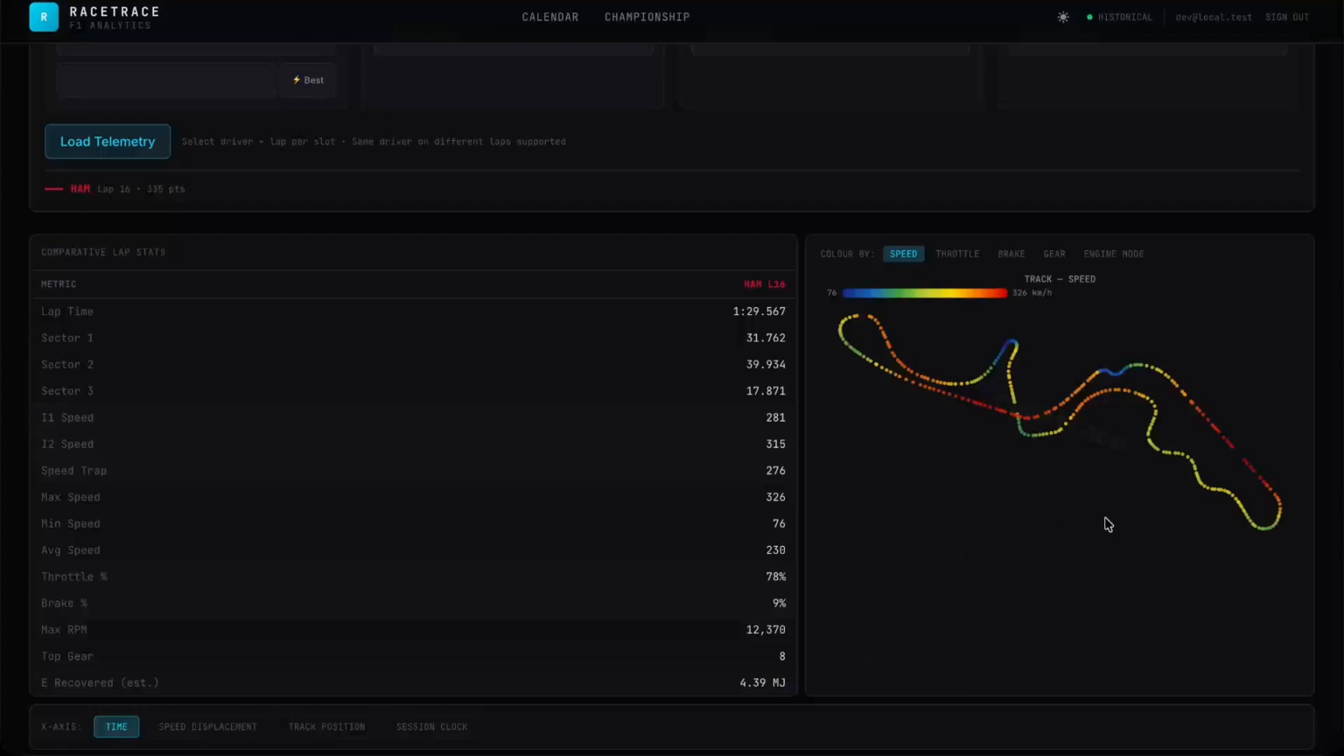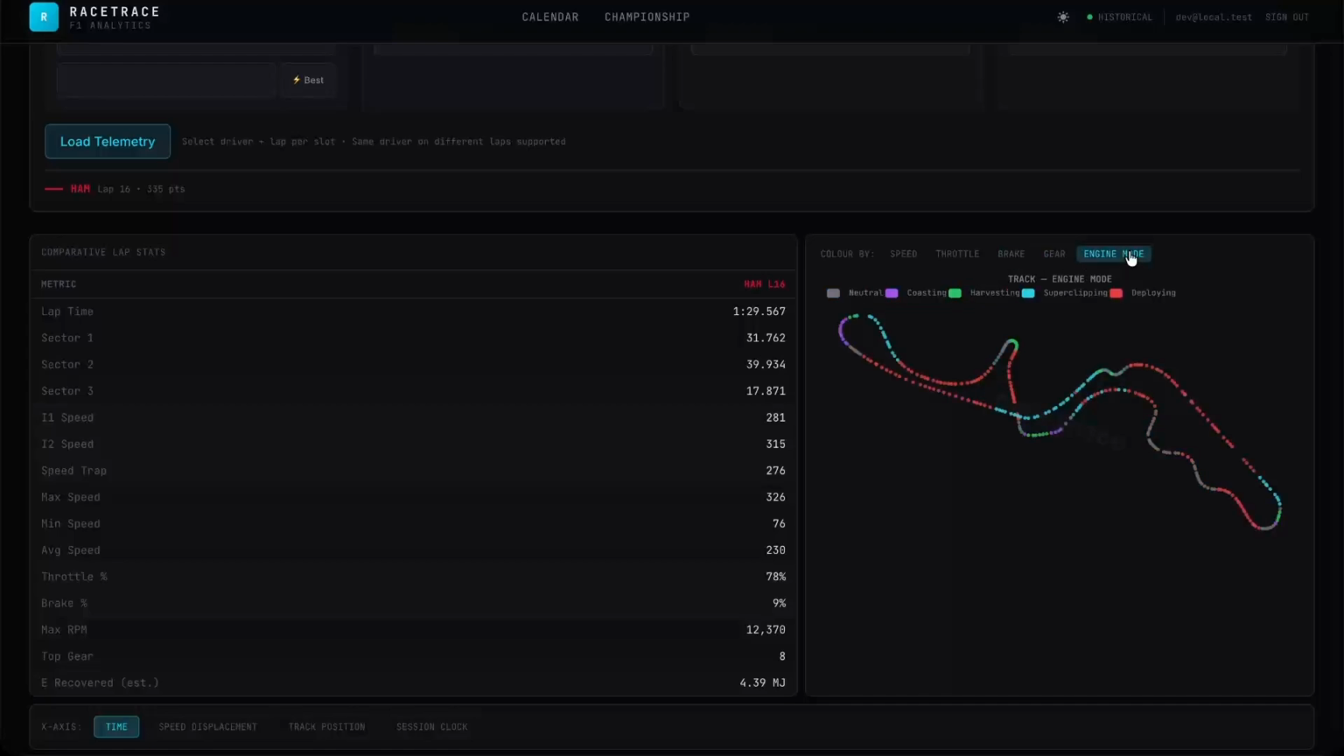We can look at the track map. We can see the way the driver is driving the circuit from different perspectives. So we can look at it from the speed. We can look at it from the throttle. We can look at it from the brake, understand where the braking zones are. Not an awful lot of braking zones at Suzuka. We can also see the gear, and we can estimate the engine mode.